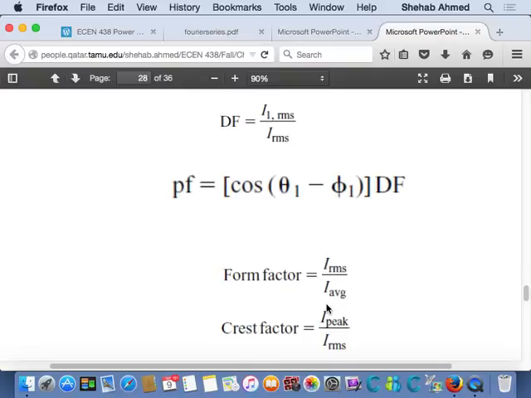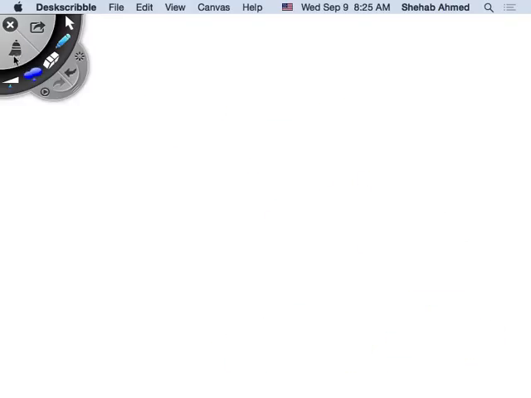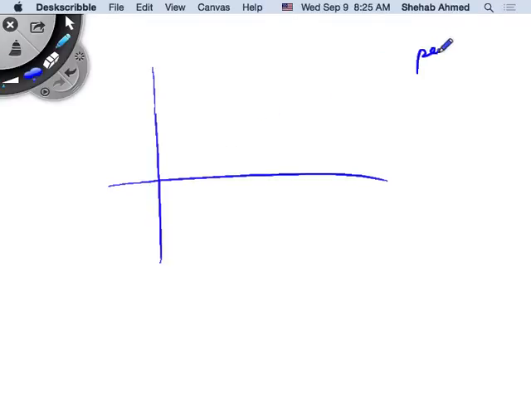So form factor will sort of give an indication of how close this waveform is to the average value, for example. And then crest factor is an indication of the peak versus the RMS value. Why would that be important? Crest factor is a peak value of a waveform over the RMS value of the waveform. Peak over RMS. Why is that important? Why is crest factor interesting here?